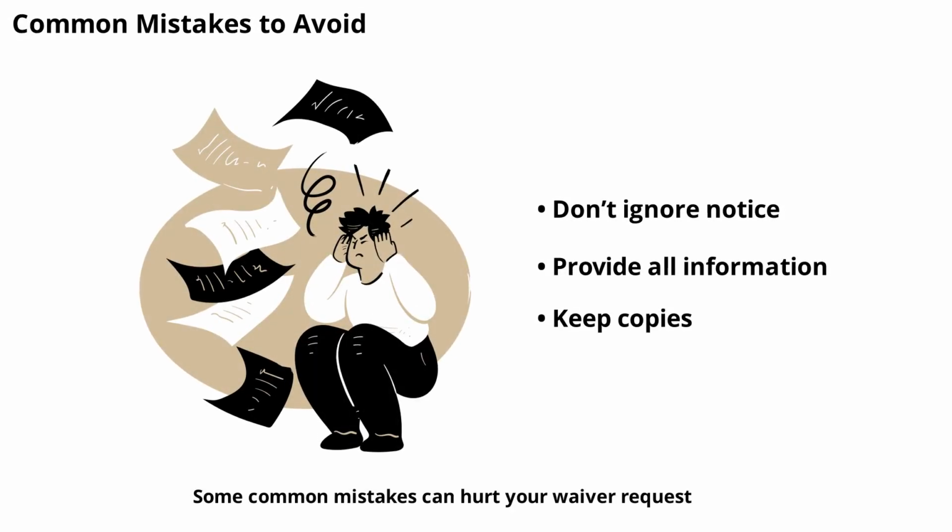Some common mistakes can hurt your waiver request. Don't ignore the overpayment notice, and don't delay in responding. Avoid leaving out important information or failing to provide supporting documents. Double-check your form for errors before submitting, and always keep copies of everything you send to the SSA.